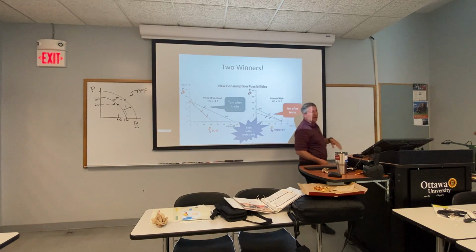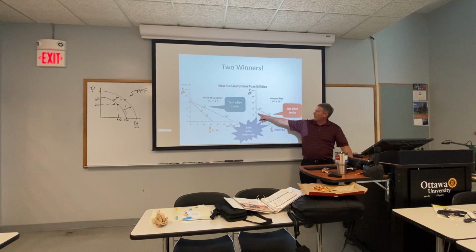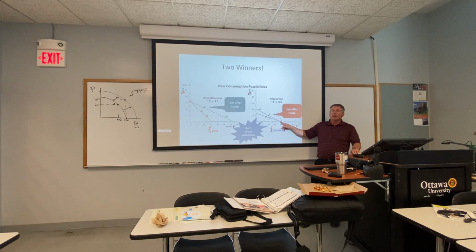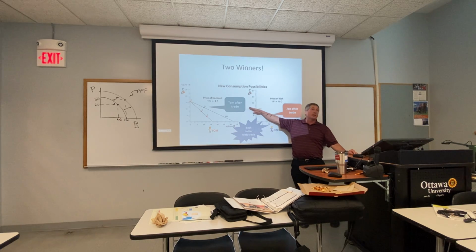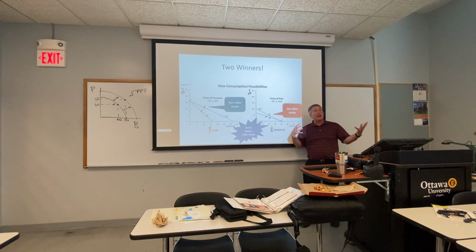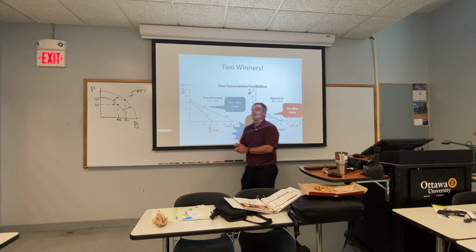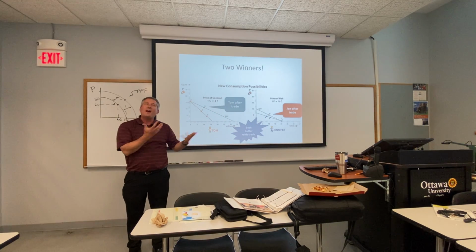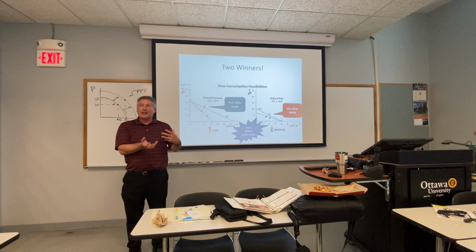Same thing's happening for Jen. If she produced and consumed her own, she could only be along this blue line. But by them doing this 2-for-1 deal, she can be anywhere along this green line. And so both Tom and Jen win from engaging in trade. So ultimately, where does this go? Well, we need to factor that in to economic freedom.